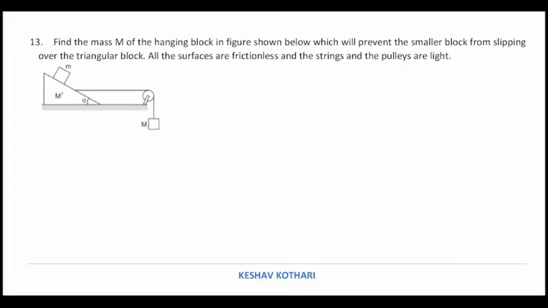Find the mass capital M of the hanging block in the figure shown below, which will prevent the smaller block from slipping over the triangular block. All the surfaces are frictionless and the strings and the pulley are light.